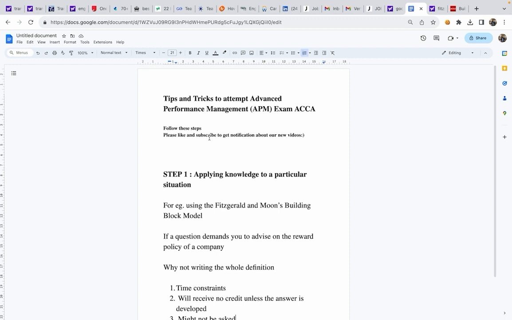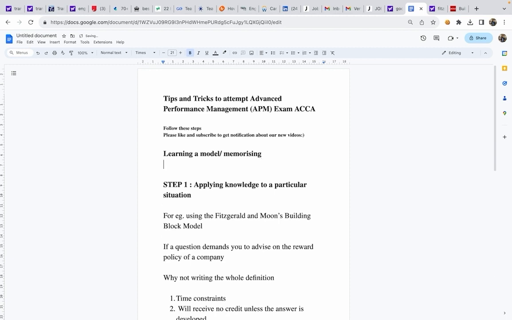rote learning of knowledge. What that means is learning something, like how we are told to learn a system, a model, anything, and just memorizing that model. But the problem is it receives no marks. If you go on the ACCA website and check their guidelines, you need to have the ability to apply that model to a particular situation.